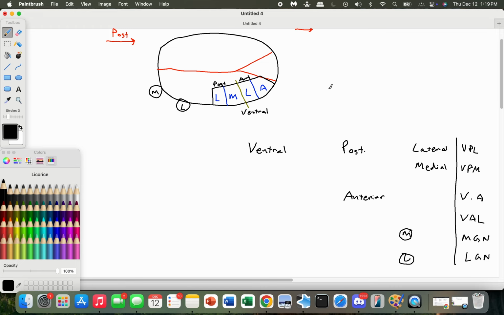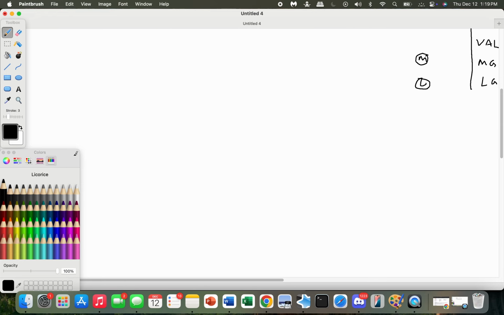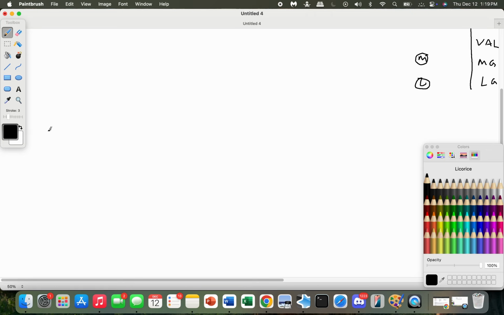Okay, I promise you guys that learning this diagram will help you remember the functions, and I'm going to do exactly that. So I'm going to start by going further down on my page, and I'm just going to write in the nuclei. I'm going to write in VPL, VPM, V anterior, V lateral, lateral geniculate nucleus, and medial geniculate nucleus.